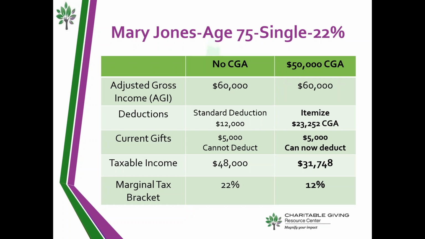So she gets to deduct $28,252, which brings her taxable income down to $31,748. Well, guess what? Now she slips into the 12% bracket. If you go back and look at the tax charts, now she's even in a lower tax bracket. This is a good thing.